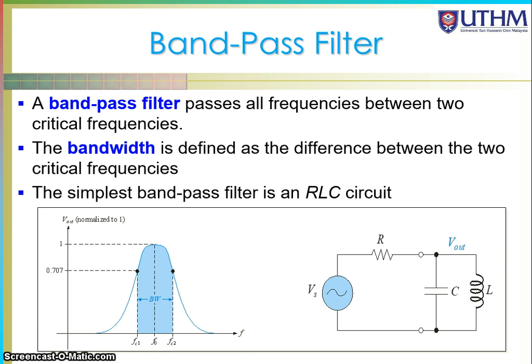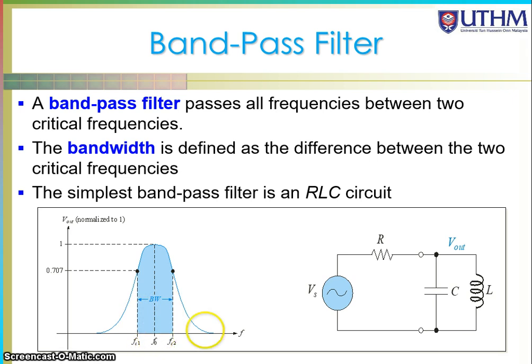Today I'm going to talk about a bandpass filter. A bandpass filter passes all the frequencies between two critical frequencies. We have FC1, the low critical frequency, and FC2, the high critical frequency. The difference between FC2 and FC1 is called bandwidth. It is FC2 minus FC1, and F0 is the center frequency.